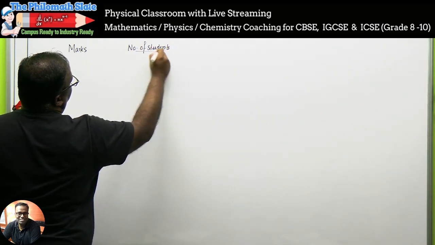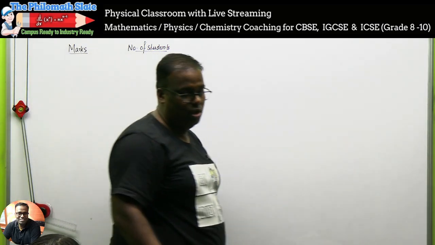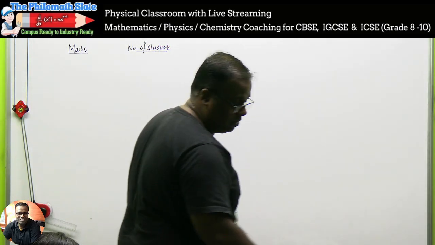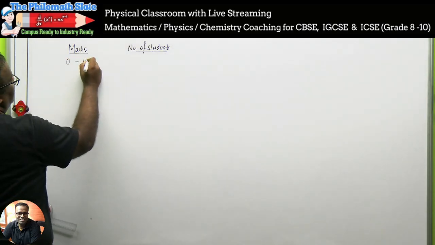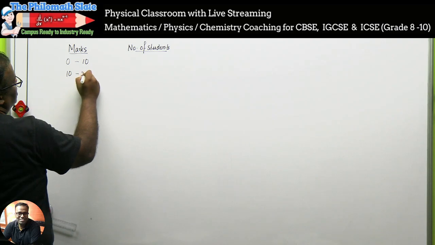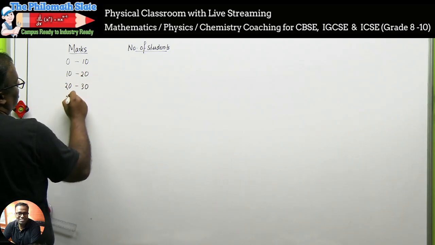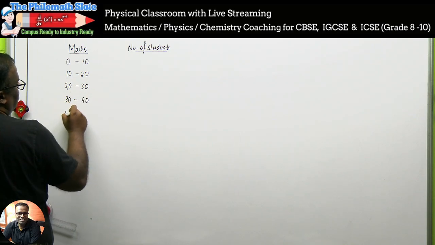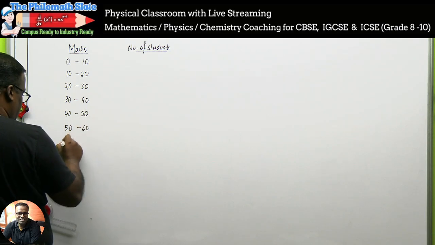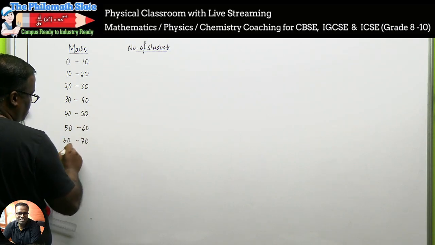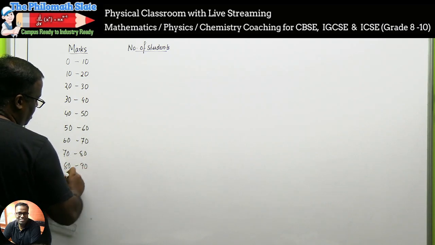Right now they will not give the marks as 1, 2, 3, 4. Had they given 1, 2, 3, 4, we could have easily done it, but they will not give it like that. So they are giving us groups with a class width of 10: 0 to 10, 10 to 20. What is the maximum marks in an exam? 100. 20 to 30, 30 to 40, 40 to 50, 50 to 60, 60 to 70, 70 to 80, 80 to 90, and 90 to 100.